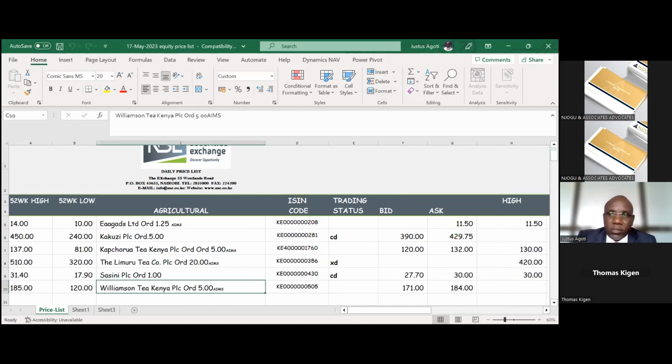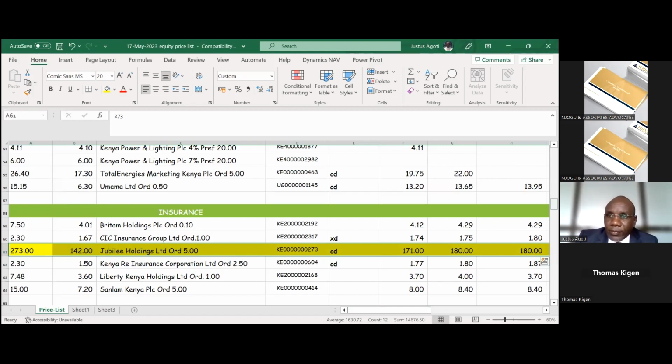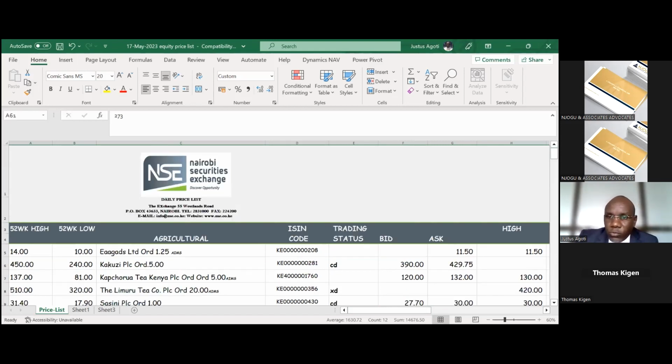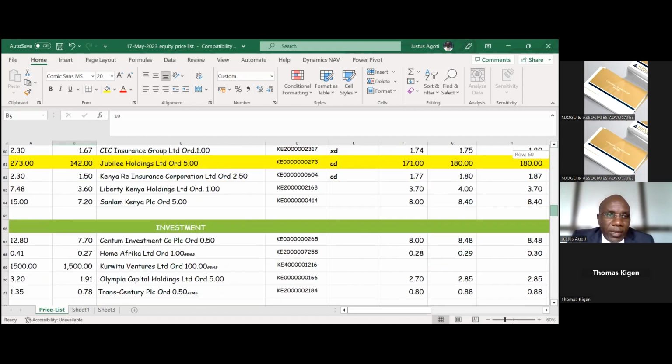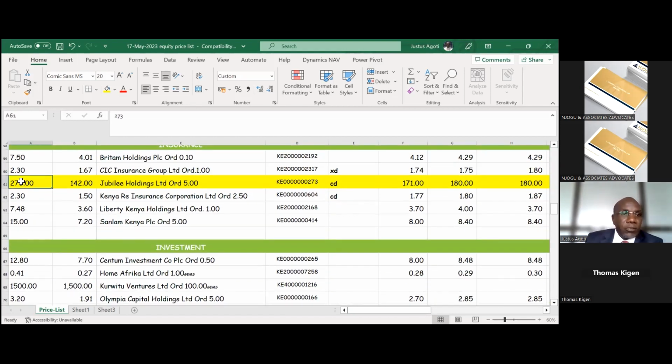Sasini, Williamson Tea. If you check up there, there is what they are calling 52-week high. So this is the highest price this company has reached per share over the last 52 weeks, right? And this is the lowest price per share that the company has hit for the last 52 weeks. So for example, for Jubilee, over the last 52 weeks, which is over the last 1 year, the highest price has been 273. The lowest price has been 142 shillings. The current average price is 180.